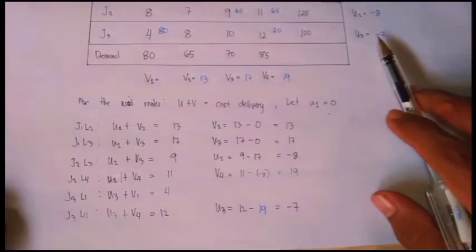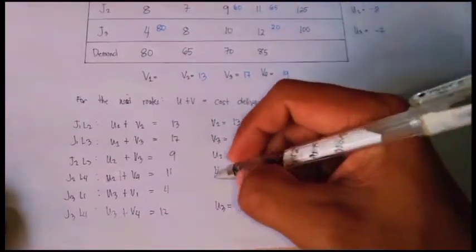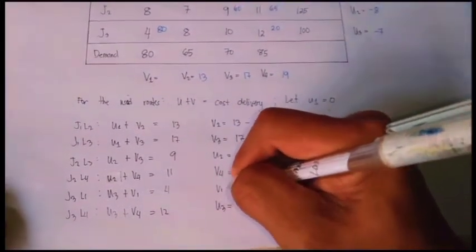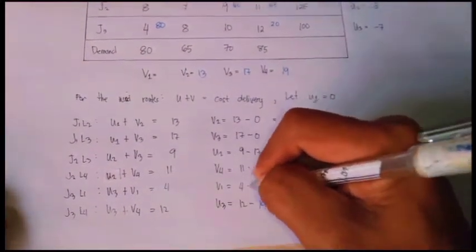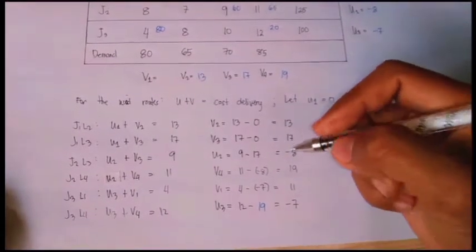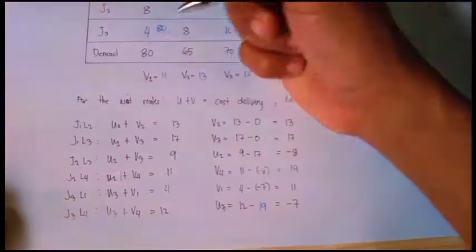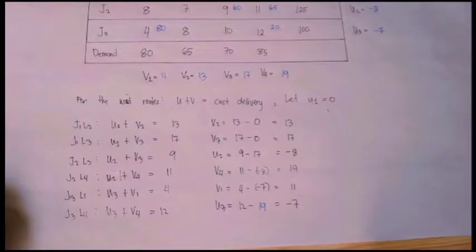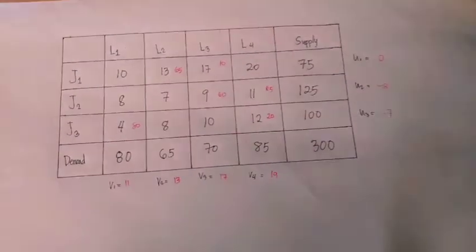Since we have now our U3, we will go back here to get our element. So V1 is equal to 4 minus negative 7, which is equal to 11. So our V1 is 11. Next, we need to evaluate the unused roads.